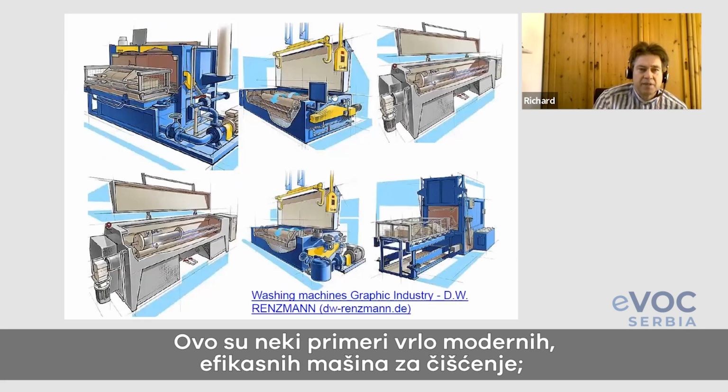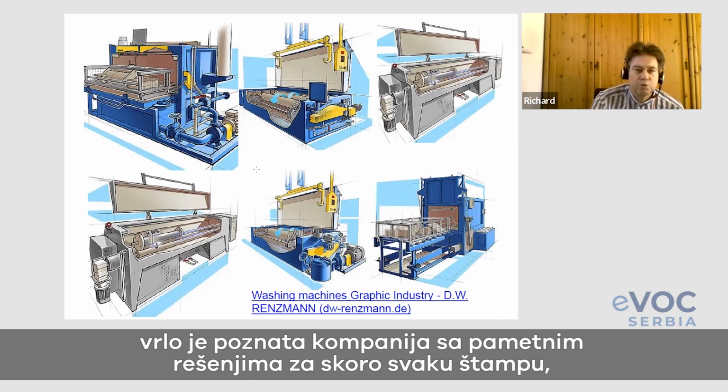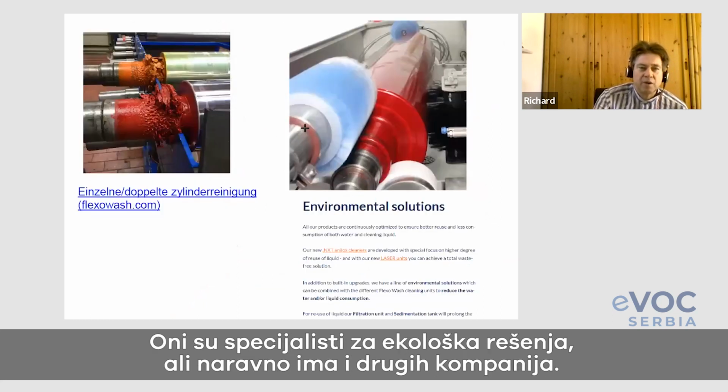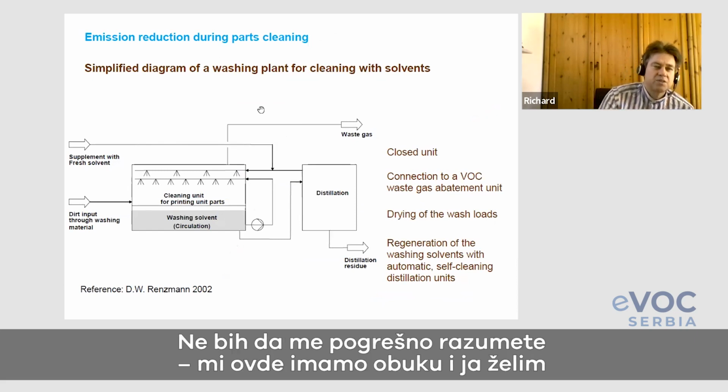Here are some examples of very modern and efficient cleaning machines. I think some of you as operators know the company. It's very famous here in Germany, Firma Renzmann. They have very smart solutions for, I would say, almost every printing cleaning device, for small parts, for large rollers, and so on. So they are really specialists for environmental solutions. But of course, there are other companies. I don't want to be misunderstood.